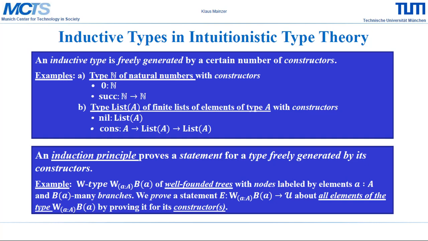Now, I considered the induction principles in the predicative approach of constructivity. And here, inductive types in intuitionistic type theory are freely generated by a certain number of constructors. For example, here for the natural numbers, or here for the type of finite lists. You know that is an interesting concept in computer science. And these inductive types are characterized by a proof procedure, an induction principle, which proves a statement for a type freely generated by its constructors.